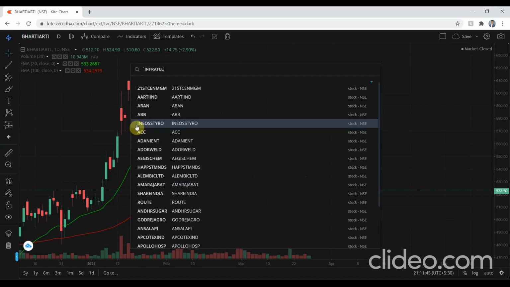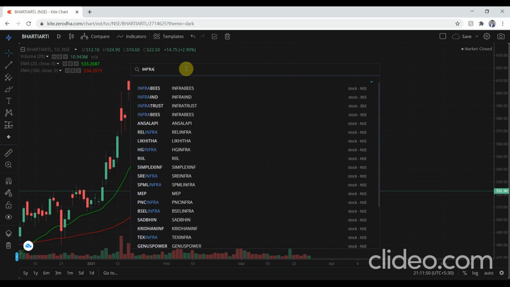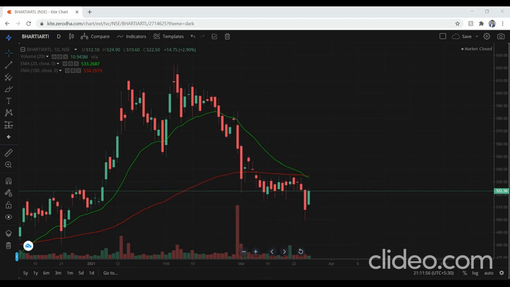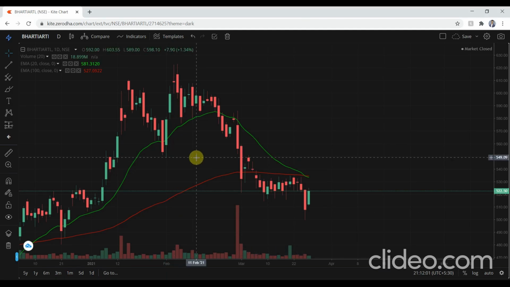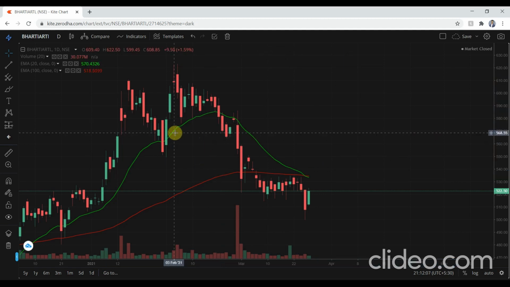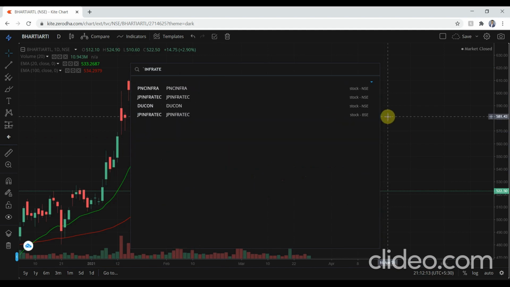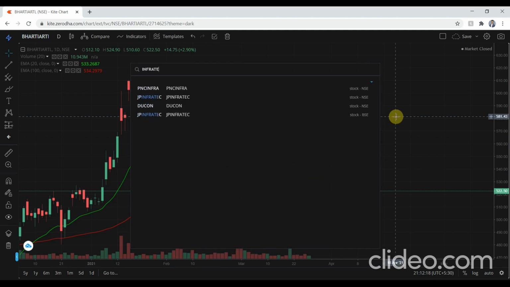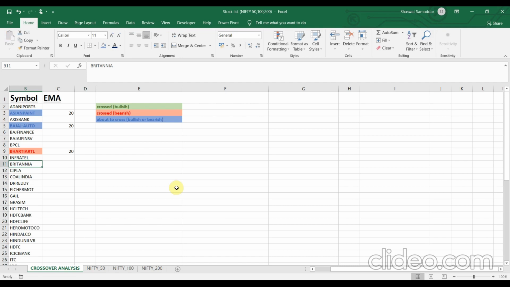Next is Infratel. Let me just type it. Why it's not coming, I don't know. Maybe the stock name is not correct. I copied it right, I guess. Okay, sorry. Let's just skip Infratel. I don't know what's happening. It's not showing. Let me try once more and then we'll skip. Okay, it's not coming. Let's just skip Infratel for now. Britannia.